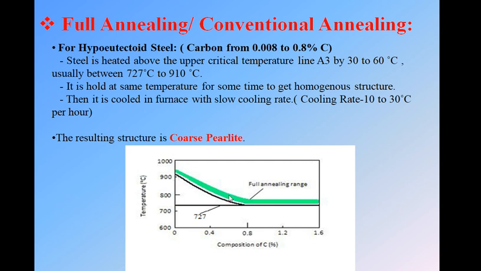So for this point, this will be the A3 line. See what I have written: steel is heated above the upper critical temperature line, that is A3. This green zone is nothing but the temperature zone. Up to this temperature we will heat our material. In this zone we will heat our material. If we have a steel with, say, 0.1% carbon, we can heat this steel up to this zone. If you have 0.3% carbon, here we can take it. For this we can heat it in this zone. The temperature may be 850, 870.